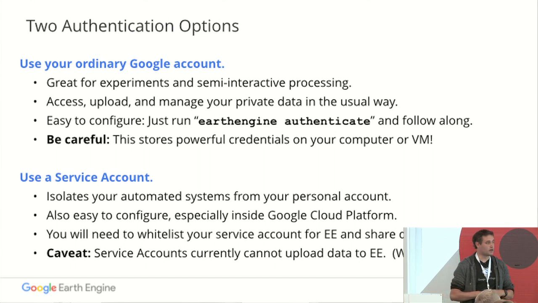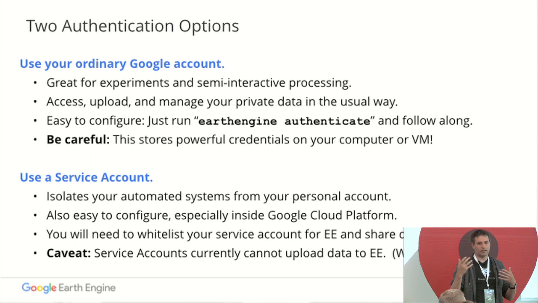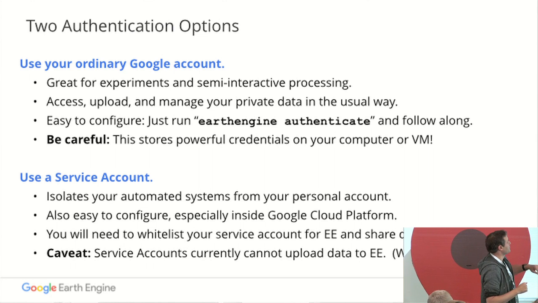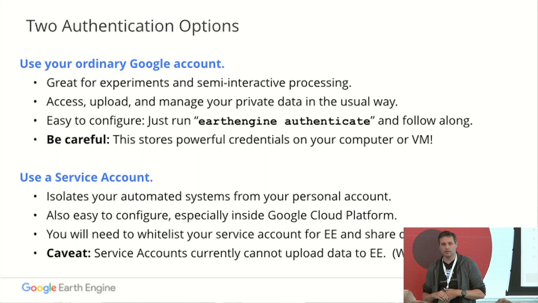So if you want to authenticate as yourself, meaning your Gmail account or whatever account you're using, its credentials, then the earthengine command line tool has an authenticate command you can run that will then let you authorize it to use your credentials specifically for earthengine and earthengine-y stuff, and it'll store those credentials on your VM. And then the alternative is to use a service account.